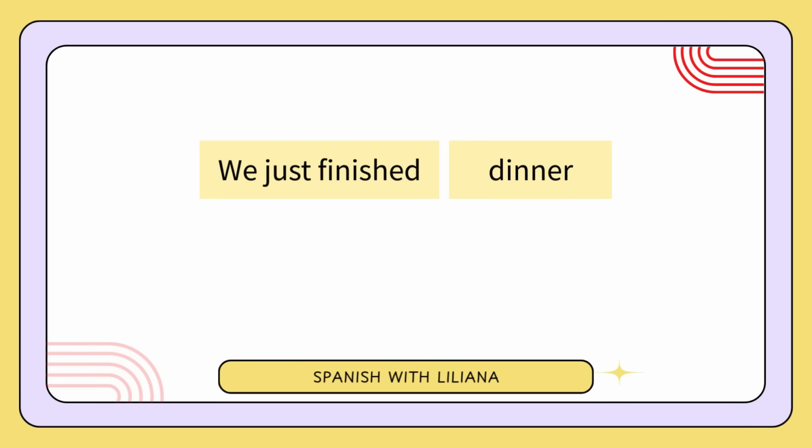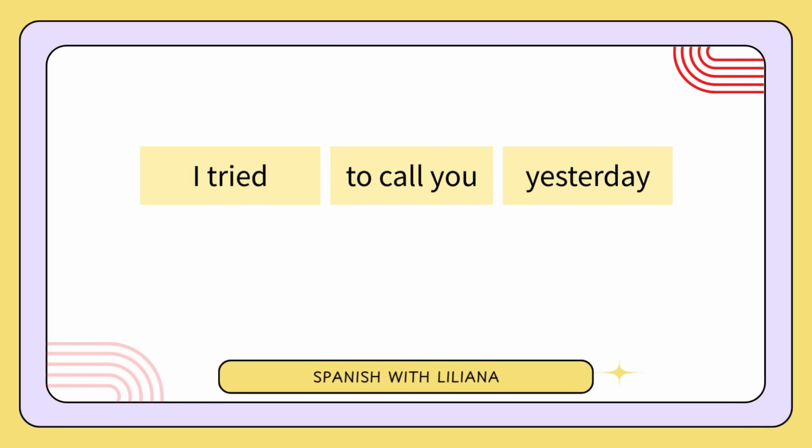¿Recuerdas esa película? And how would you say we just finished dinner? We just finished becomes just acabamos de. So acabar de plus an infinitive verb means we just did something. So we just finished dinner. Dinner in Spanish in this case is cenar. Acabamos de cenar. Acabar de is a very useful structure in Spanish. Acabamos de cenar.